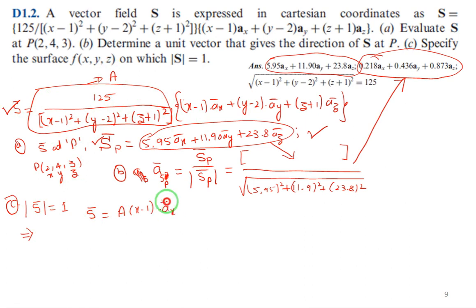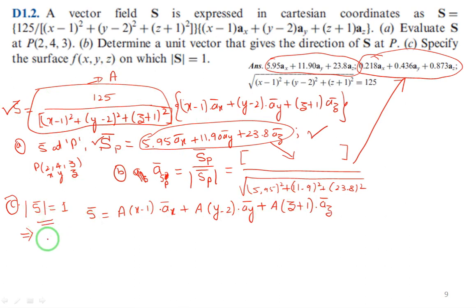into ax, I am rewriting the s vector, plus A into, see here, A means this big term, 125 divided by x minus 1 whole square plus y minus 2 whole square plus z plus 1 whole square. A into y minus 2, not whole square, into ay. Next, A into z plus 1 into az vector. Okay, is it fine?